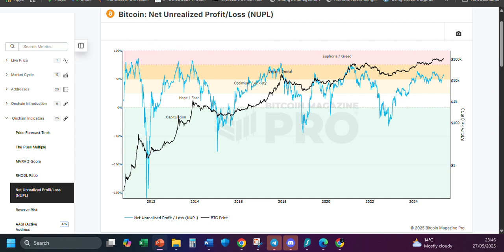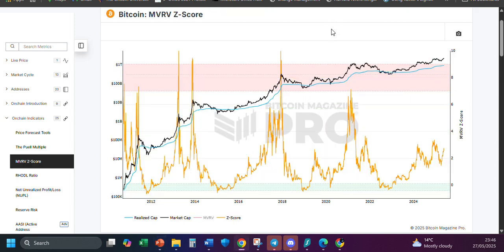Okay, the next chart we're going to have a look at is the market value divided by realised value, or the Z score. So the black line is the current price of Bitcoin multiplied by the number of coins in circulation. The blue line, the price of each Bitcoin when it was moved again from one wallet to another wallet. It adds up the prices and takes the average. It then multiplies the average price by the total number of coins in circulation.